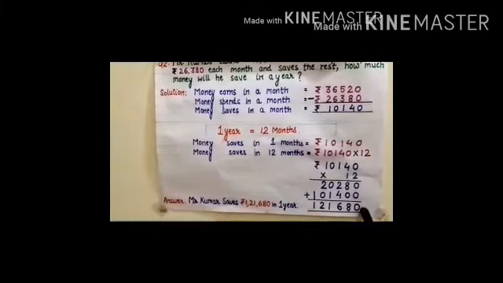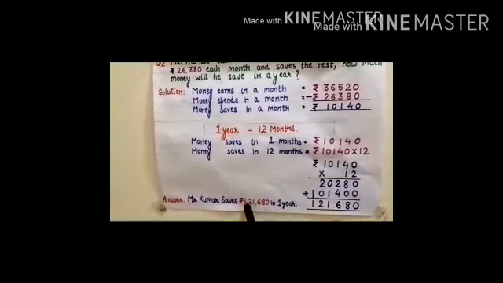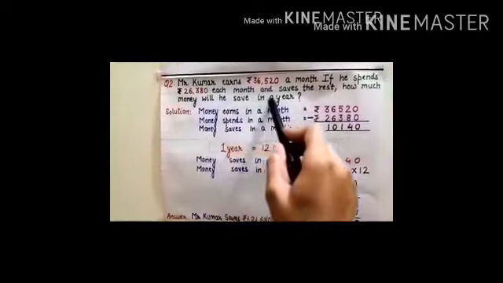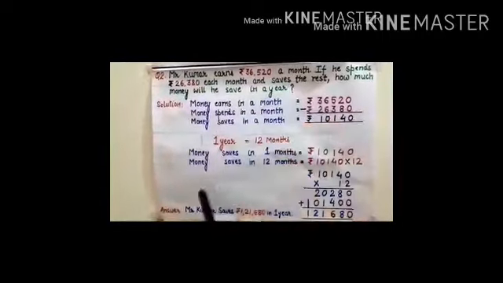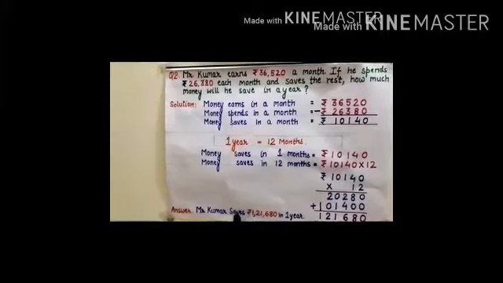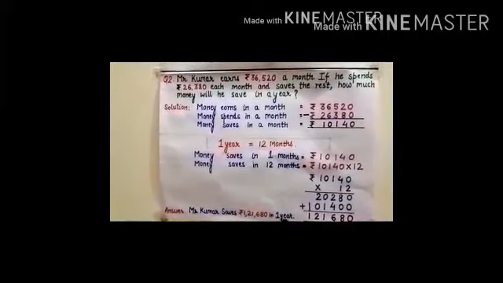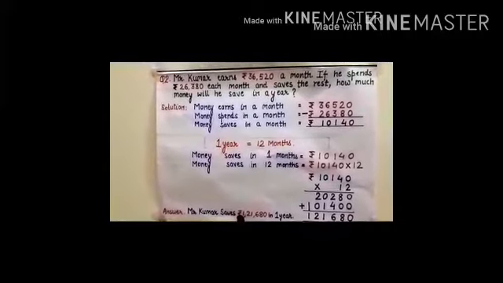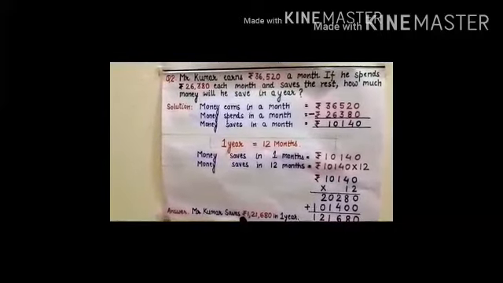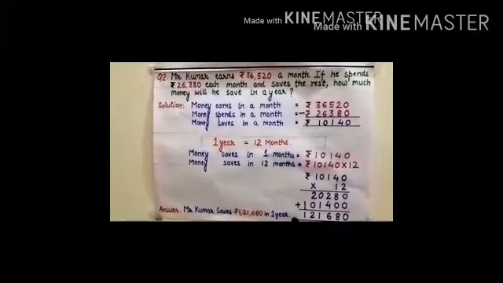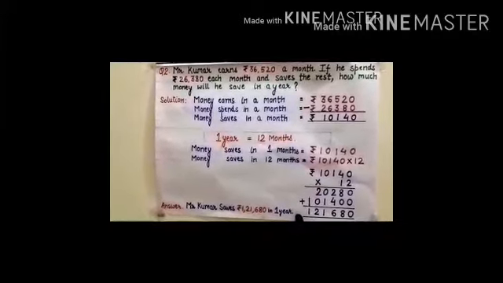Now always you write down your final answer with the final answer statement. So your final answer statement always comes from the last statement of the question. So Mr. Kumar saves rupees 1,21,680 in 1 year. Here also you have to write the symbol of rupees. So this will be your final answer. So like this you can do many more questions easily.